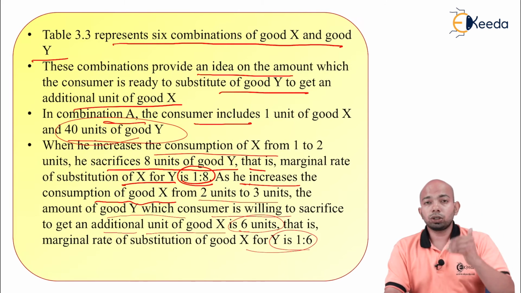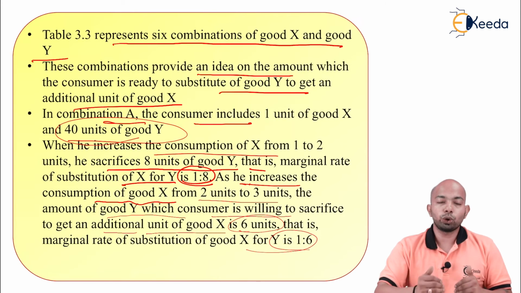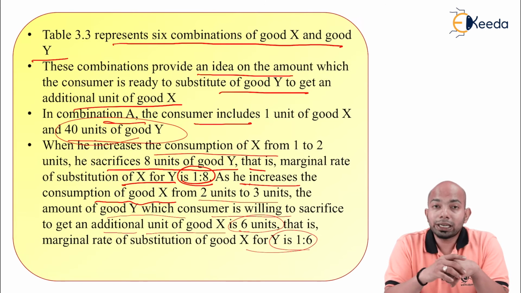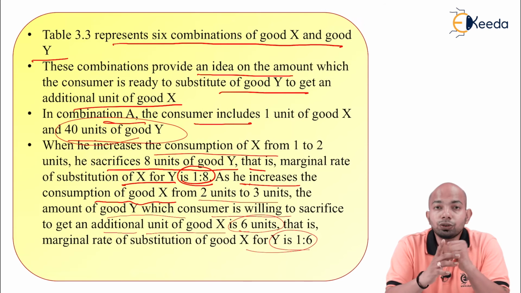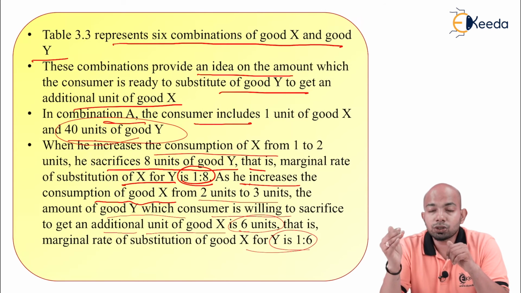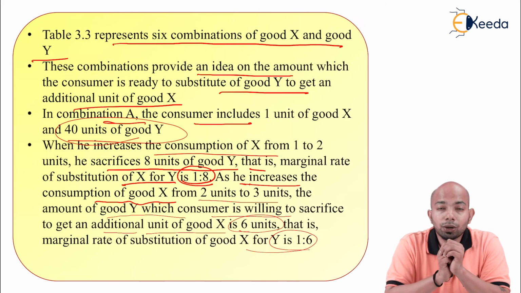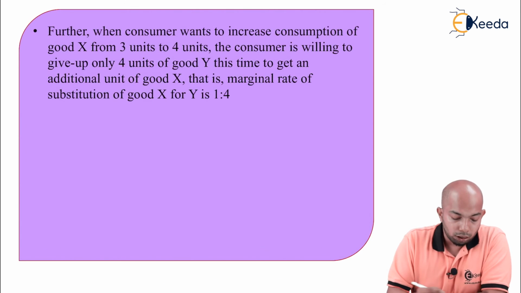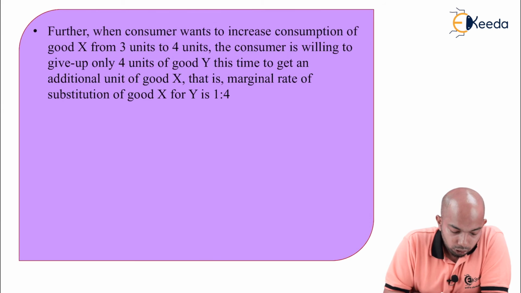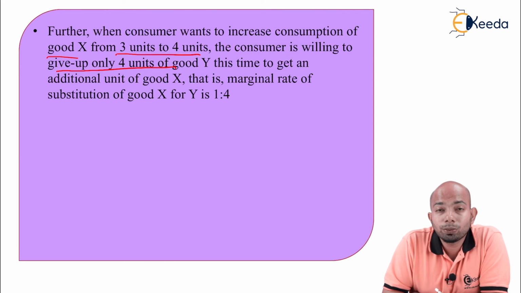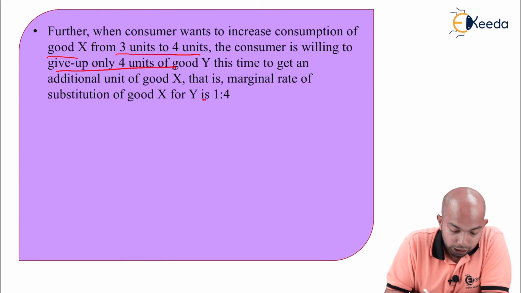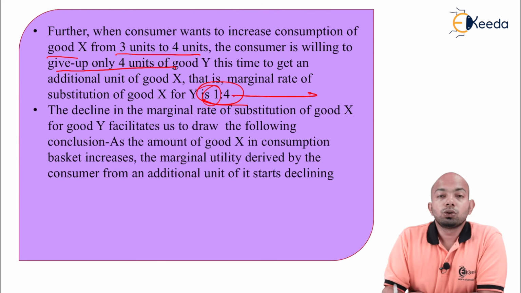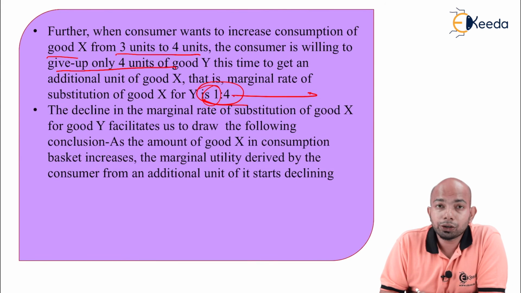So if you see, the more the consumption of X here, the ratio is going down. Earlier it was 1:8 when the consumption moved from 1 unit of X to 2 units of X, and from 2 it moved to 3 units of X, the ratio went down from 1:8 to 1:6. This is what you need to understand. Now, when the consumer wants to increase the consumption of good X from 3 to 4 units, the consumer is willing to give up only 4 units. Hence the ratio is only 1:4. That is the marginal rate of substitution. So for every 4 units of Y, he'll be getting 1 unit of X. This is what the ratio speaks about.